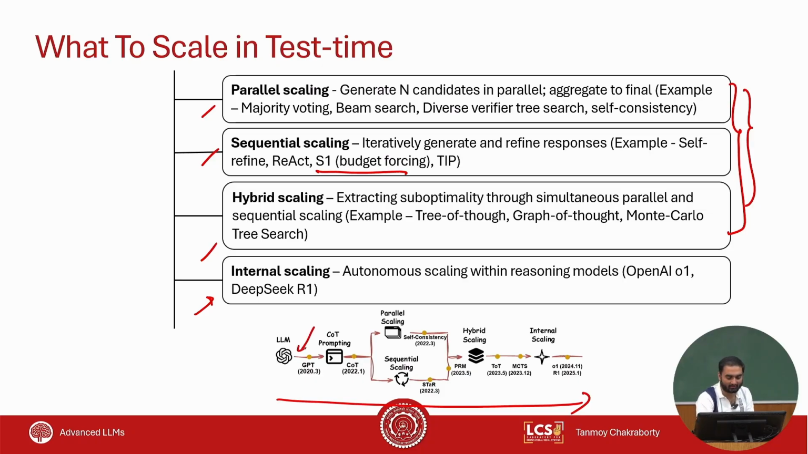So if you look at the timeline here, GPT-3 came in 2020, and then CoT was proposed in 2022, and in 2022 these two parallel explorations started, parallel scaling and sequential scaling. The self-consistency paper came in the third quarter of 2022, and the STaR paper also came in 2022. Then the process reward model concept was introduced in 2023, and tree of thought was introduced in 2023, along with MCTS, and then in 2024 and 2025 the O1 and R1 papers were introduced.